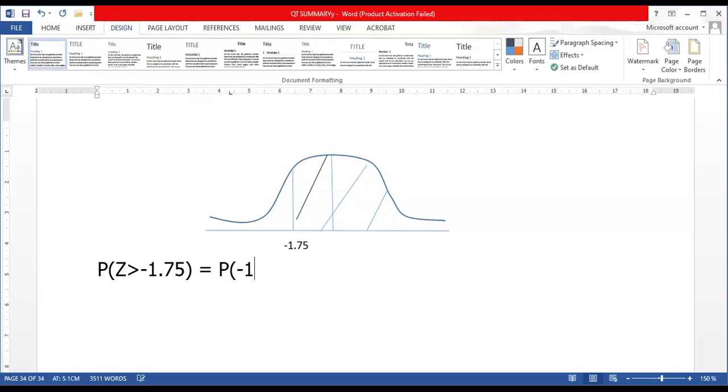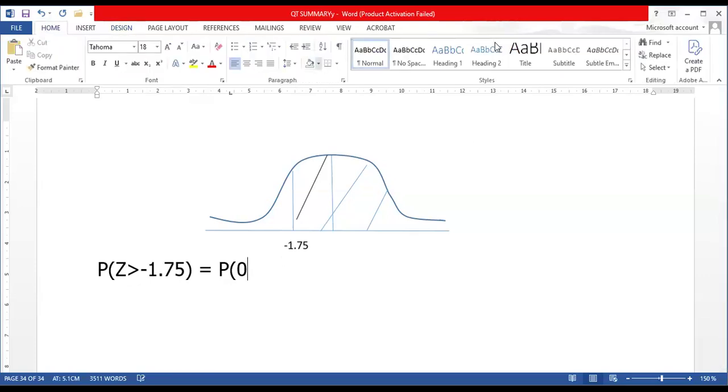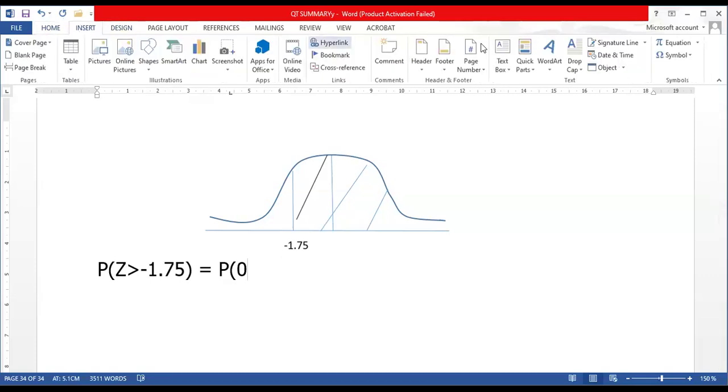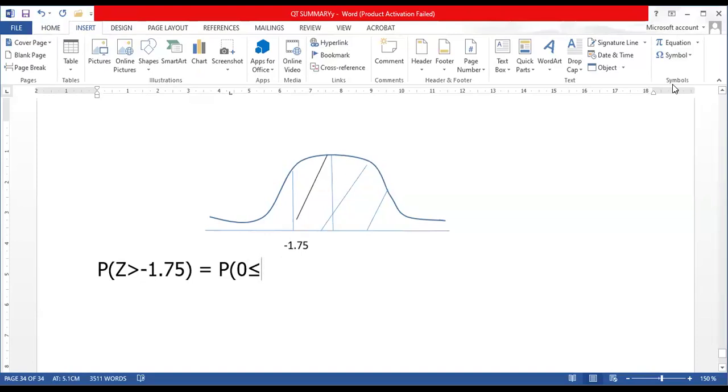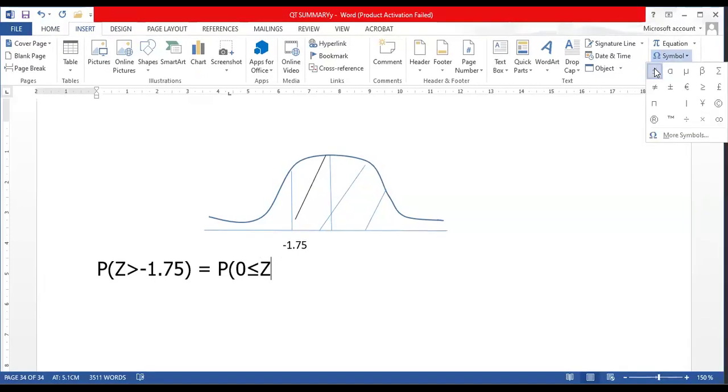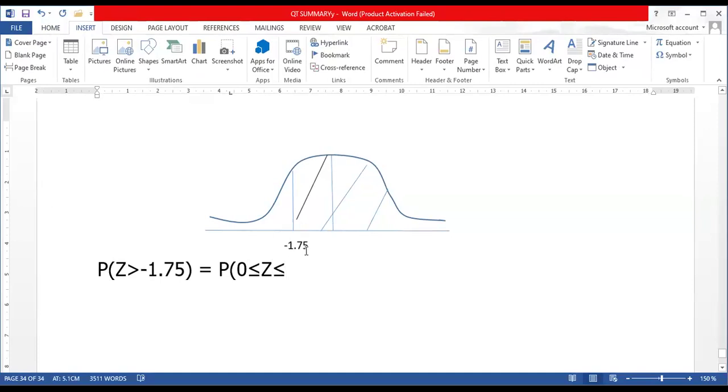Now, I don't want to always do it like this. Don't bring your negatives here. Always do it like this. Just put 0, because you don't have time in an exam. Simplify life. Put 0 is less or equal to Z, then less or equal to, make this negative a positive, because as we read the value from the table, we read the positive ones. So in short, you want the probability from here to this line.